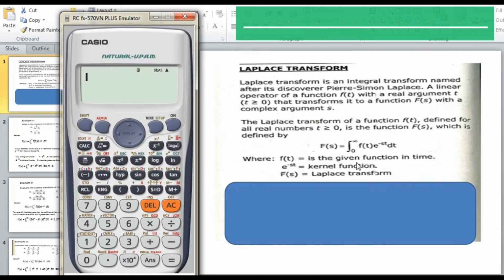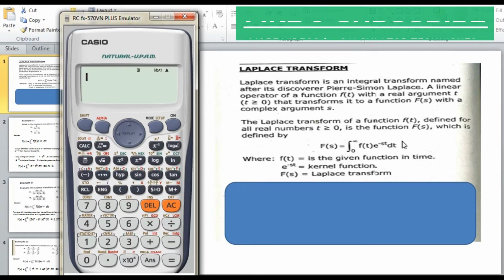This is the Laplace transform formula. Without this formula you cannot solve any Laplace equation. So just remember this formula: F of s is equal to the integral of f of t multiplied by e to the power of negative st dt. This formula is very useful for this topic.